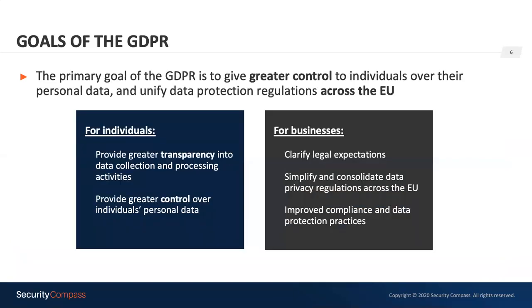So what are the goals of the GDPR? The primary goal of the GDPR is to give users greater control over their personal data and to unify the data protection regulations across the EU. For individuals, this includes providing greater transparency into data collection and processing activities and providing greater control over their personal data. For businesses, the GDPR aims to clarify legal expectations and simplify and consolidate privacy regulations across the EU. It aims for improved compliance and data protection practices, including technical safeguards.